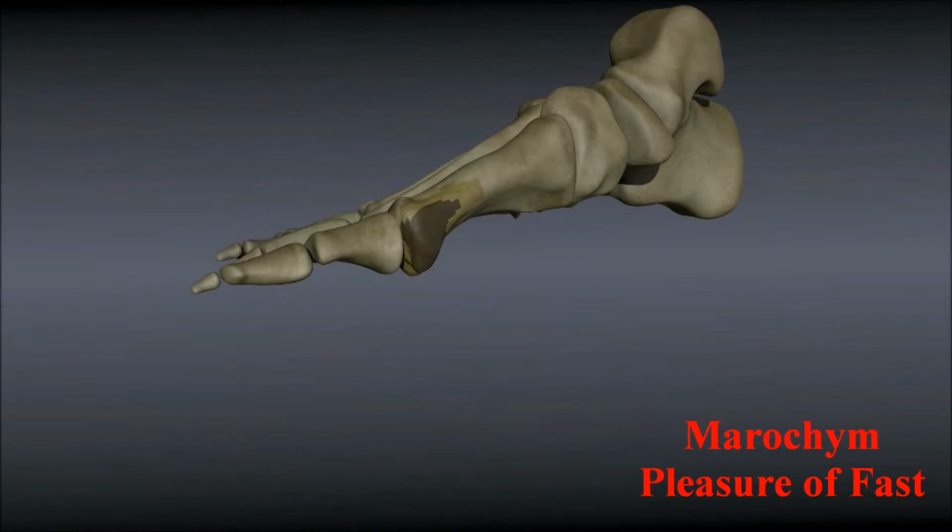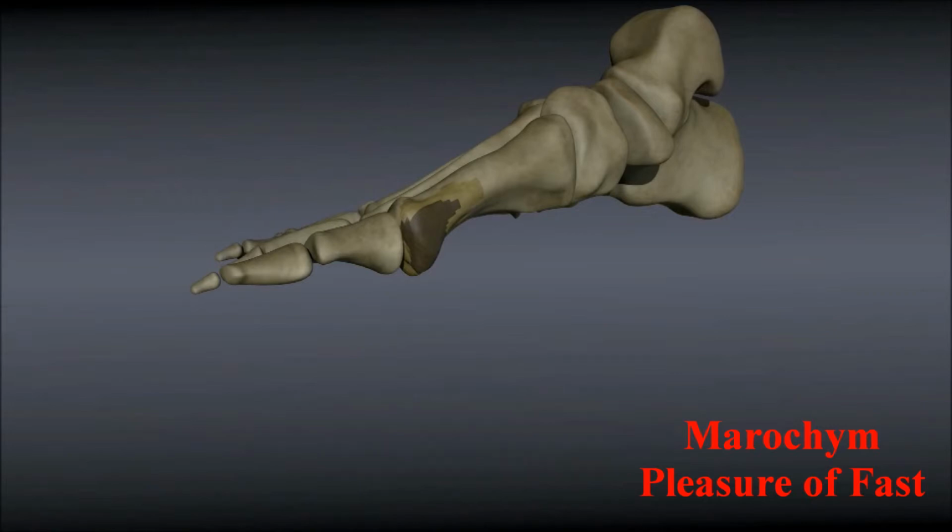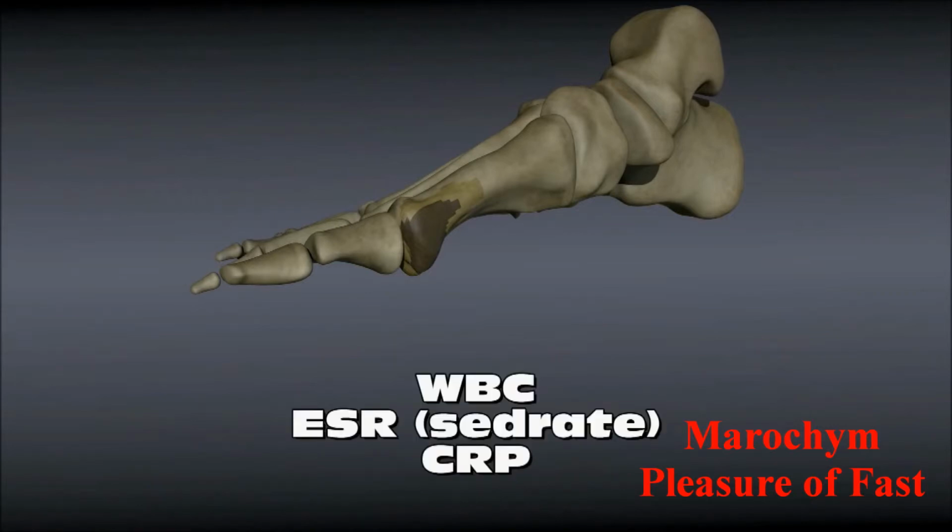Osteomyelitis is not usually visible on X-rays for several days after it begins. It will show up earlier on MRIs or bone scans. Blood work is also important. The white blood cell count is usually high.